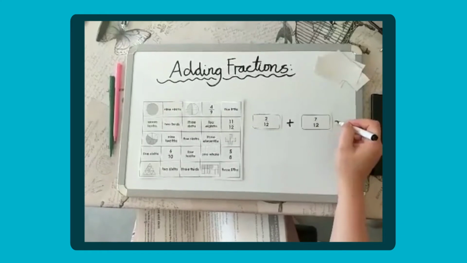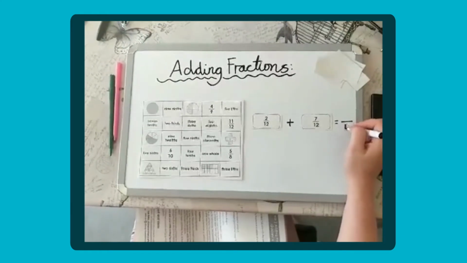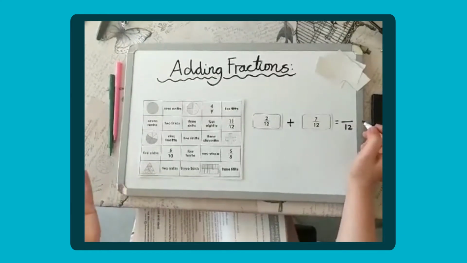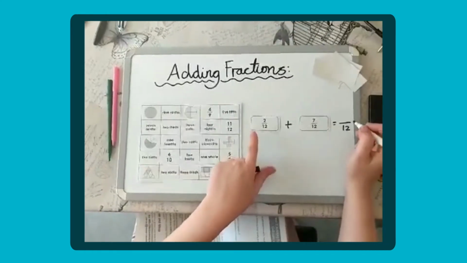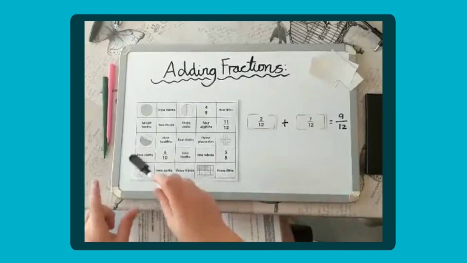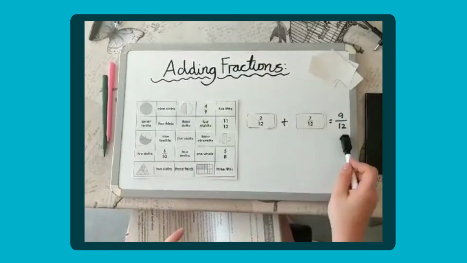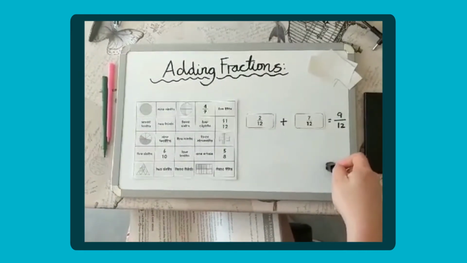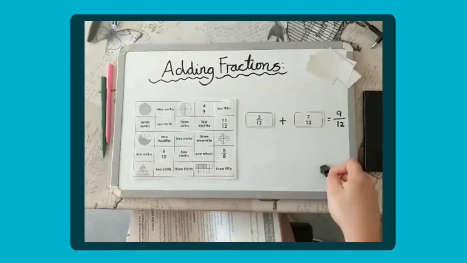And we would remind children that the denominator stays the same when we add fractions with the same denominator. Then we add the numerators. 2 add 7 makes 9. So then that child would scour the bingo board and look for 9/12. This is the second part of the game, if you like.